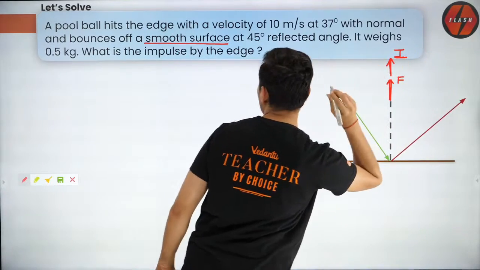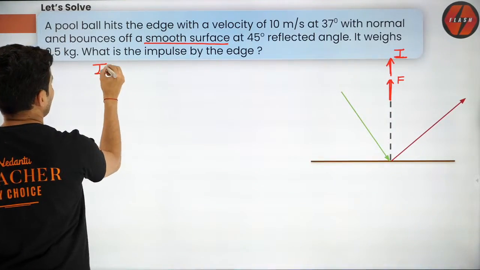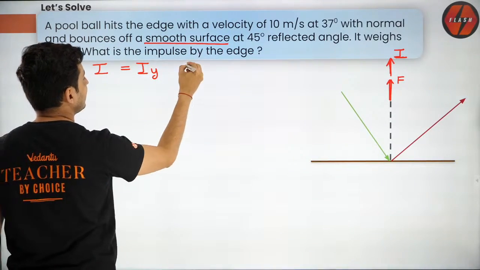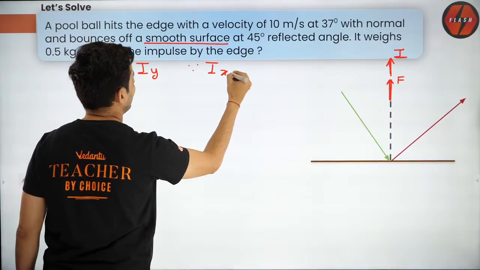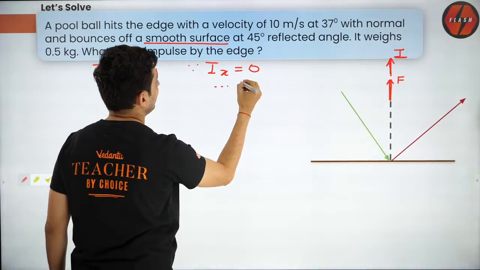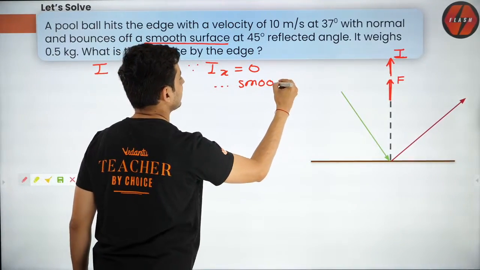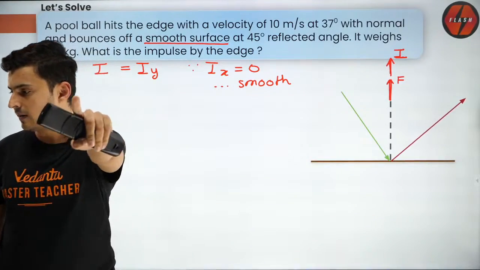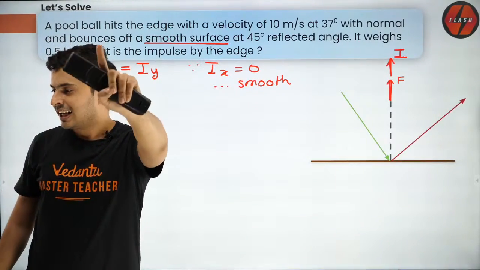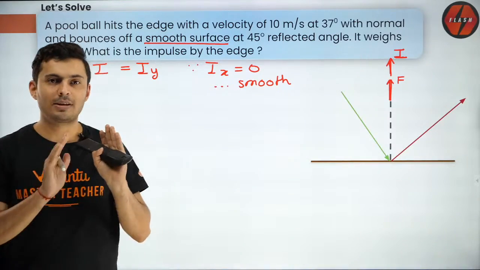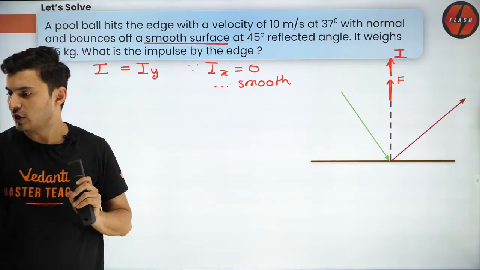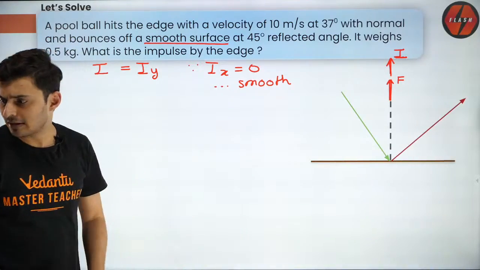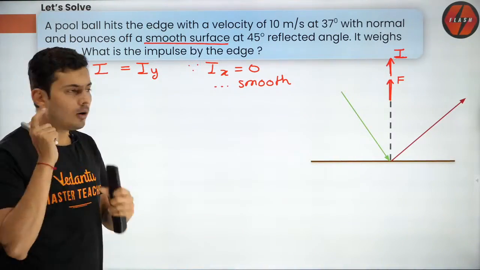So the only impulse that will be there, all right, is going to be the impulse in the y direction, since impulse in the x direction is 0, and the reason for that is because it is smooth. This should be clear in everybody's head. Is this clear? First concept. This is the first concept in this problem. Let me know, guys. Come on, give a thumbs up. Tell me yes. Is it clear? Very good, very good. Amazing.